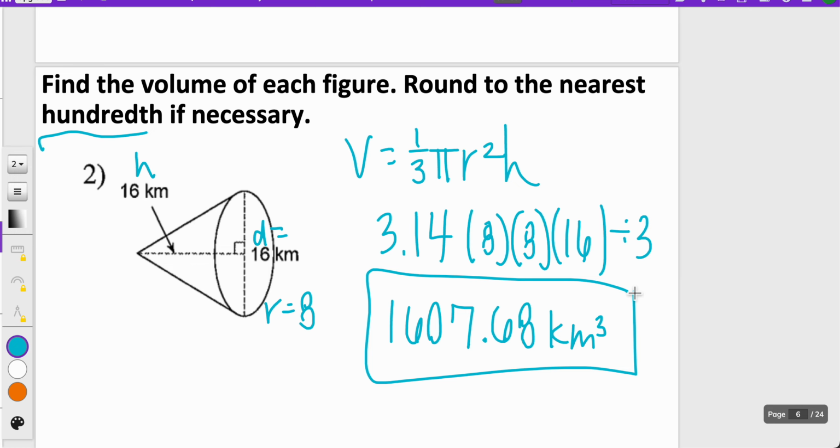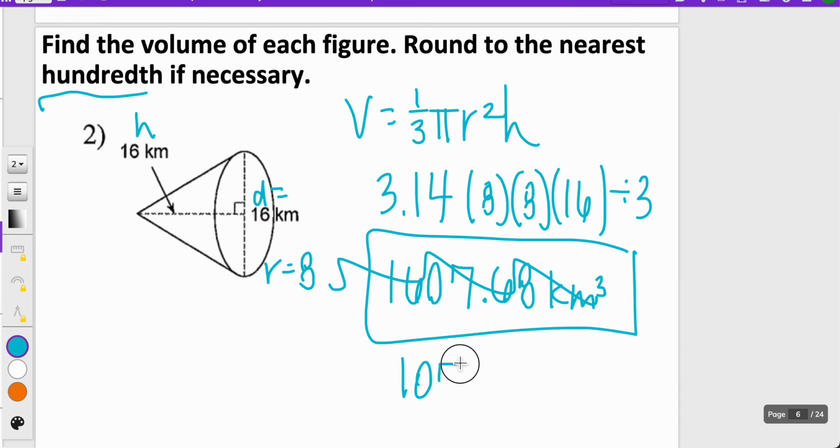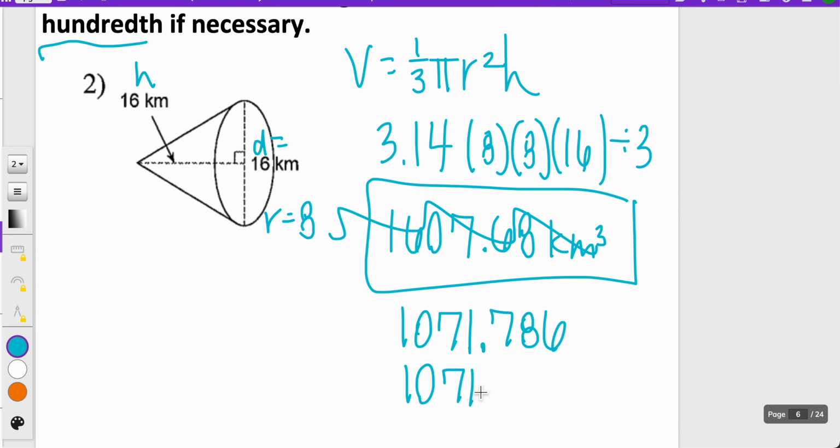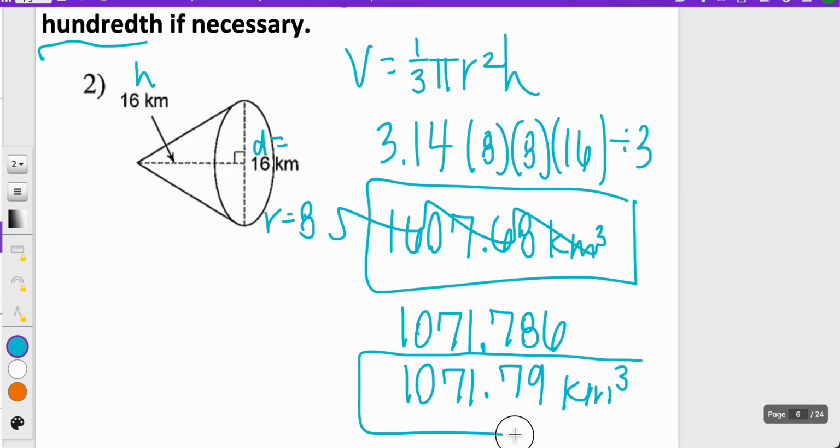Just double checking my work here because I want to make sure that I got it. Yeah, I'm getting something else here. So I did it again, 3.14 times 8 times 8 times 16 divided by 3. I'm actually getting 1,071.7886 or so. So I'm just going to round that to 1,071.79 kilometers cubed. Okay, my bad.